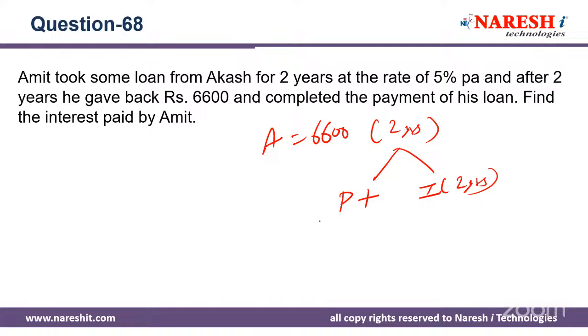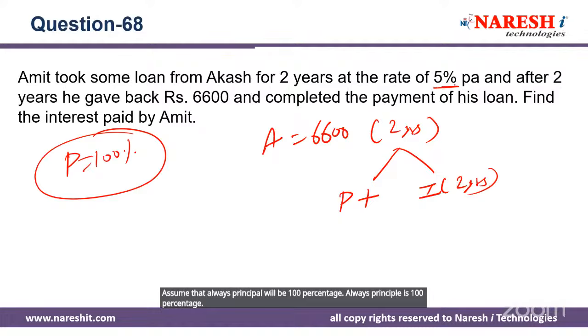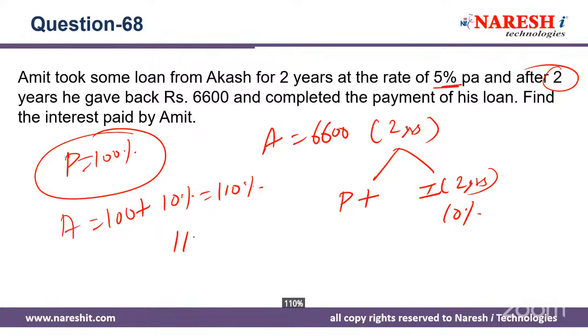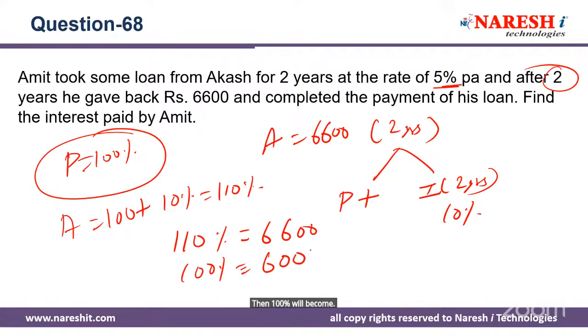In simple and compound interest, how to do it without using any typical formulas? Always assume that the principal is 100 percentage. Interest paid is 5 percentage per year. For 2 years, he will pay 10 percentage. So the amount will be principal plus extra 10 percentage, 110 percentage. According to the question, if 110 percentage is 6,600, then 100% will become 6,000.